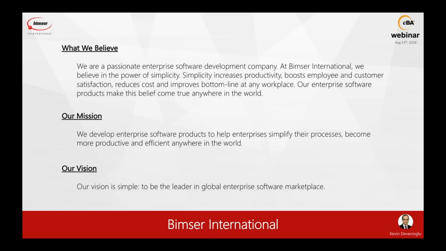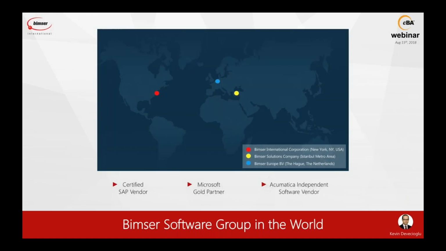As a company, we have global reach. Bimser International has a software development center in the Istanbul metro area, and also has a presence in Europe, in the Netherlands. Bimser International is based in New York, and as a group, Bimser has about 150 people working day and night to help companies simplify their processes. Bimser International is an enterprise software development company, and that's all we have been since 1998. Bimser is a certified SAP vendor, Microsoft Gold partner, and official Acumatica independent software vendor.